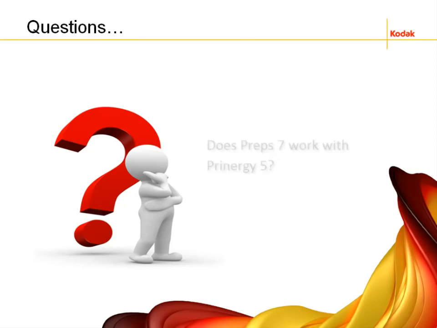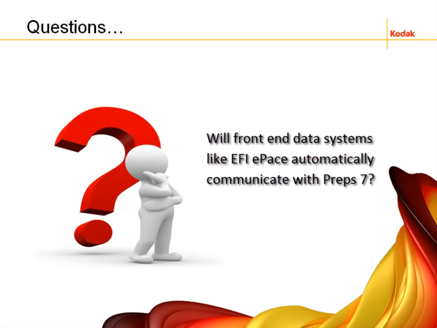Okay, thank you. So next question, will front-end data systems like EFI, ePace automatically communicate with PREPS 7? Automatically communicate, that's an interesting wording there. Typically, if we're working with an MIS-driven workflow, let's say PACE, that information is programmed into what we call stripping parameters. And the stripping parameters are something that PREPS, yes, can consume through the JDF auto signature creation. However, if you're using this in conjunction with, I would hope, a Prinergy Connect workflow, then Business Link would be your primary entry point, and Business Link would then present that to the PREPS engine and generate a result for you. So maybe there's a follow-up question there. I'll let you come back on that.